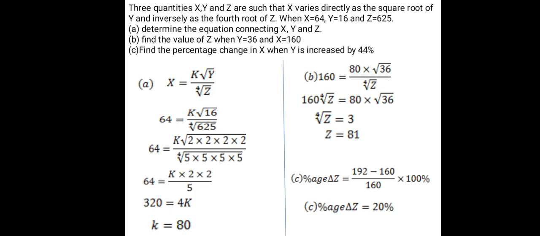Part A, the equation connecting the variables is X is equal to K into the square root of Y all over the fourth root of Z. Part B, the value of Z when Y is 36 and X is 160, the value of Z is 81. Part C, the percentage increase is 20%.